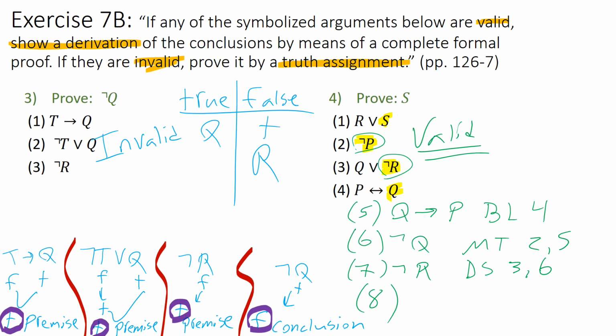If R is not the case, then S must be the case, right? So we have S, so we have a disjunctive syllogism with sentences 1 and 7. We have just proved that S is the case. It is a valid argument.